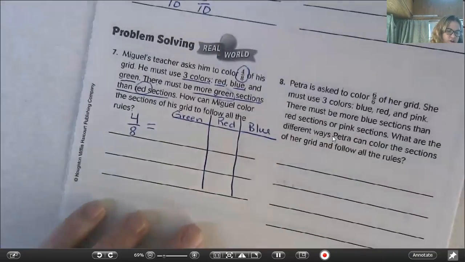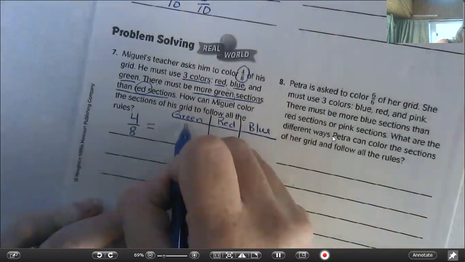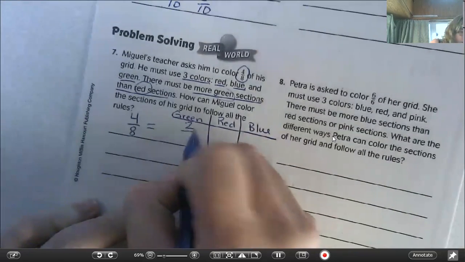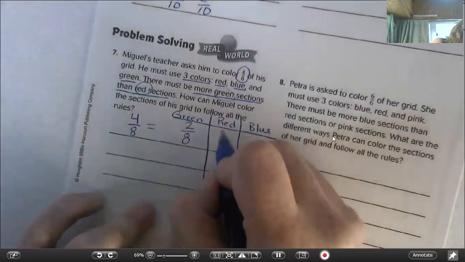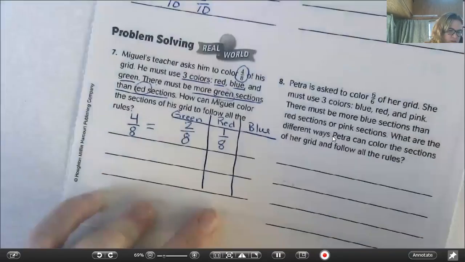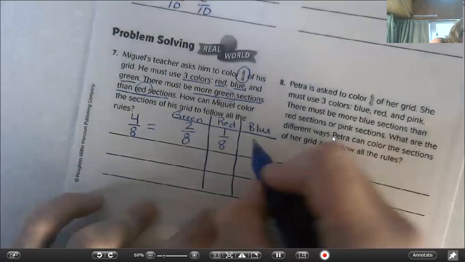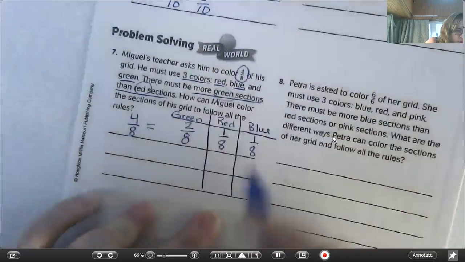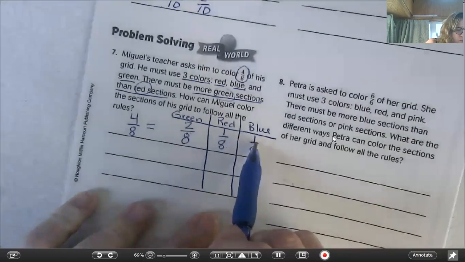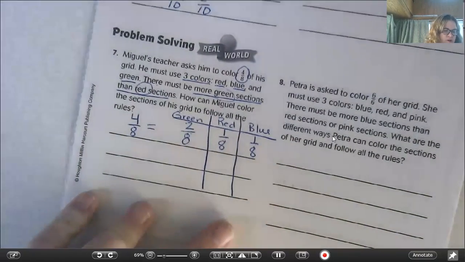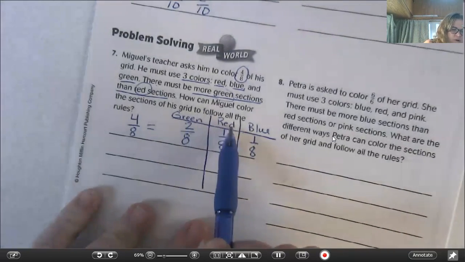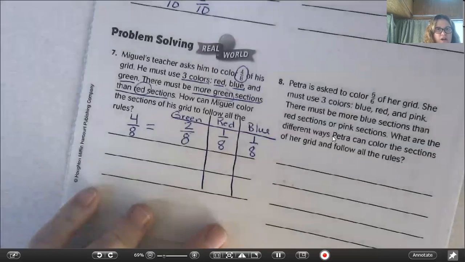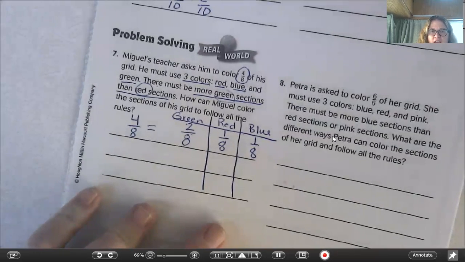So let's see, I know that 2/8 plus 1/8 plus 1/8. So 2 plus 1 plus 1 will equal 4. And I am making sure my green is larger than my red. So that is how I can do it. I wonder if there's a different way using that fraction.